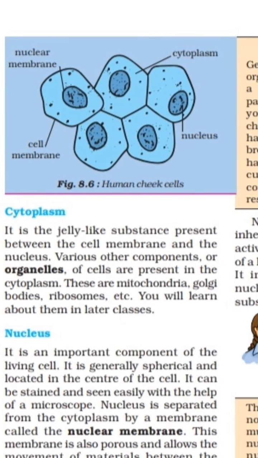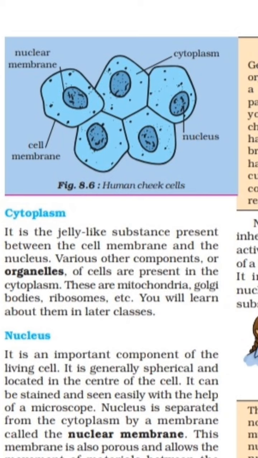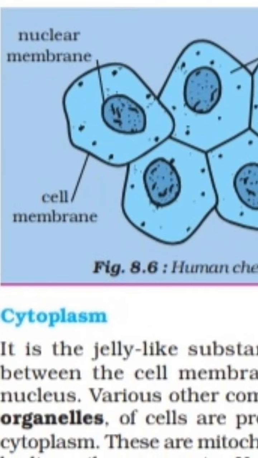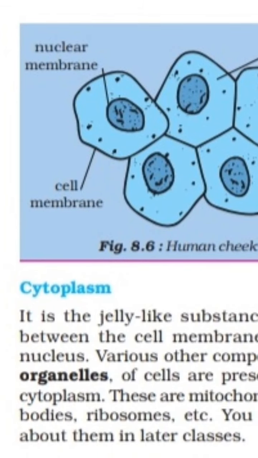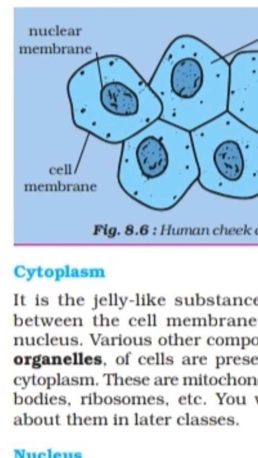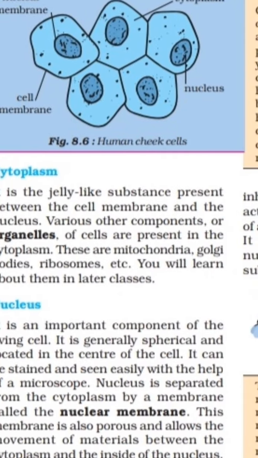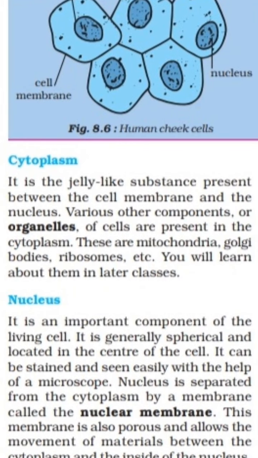We already learned that the cell wall is absent in the animal cell. Here a figure of human cheek cells was mentioned. When you see a single cell, you can see the nucleus in the middle, the nuclear membrane, and then the cell membrane, and the faint blue color which shows the cytoplasm. Now see the next point, cytoplasm. It is the jelly-like substance present between the cell membrane and the nucleus.